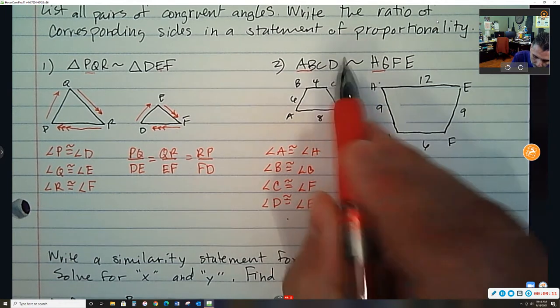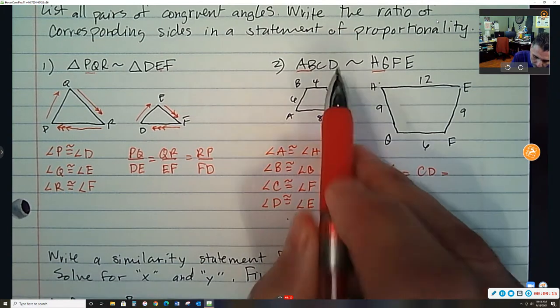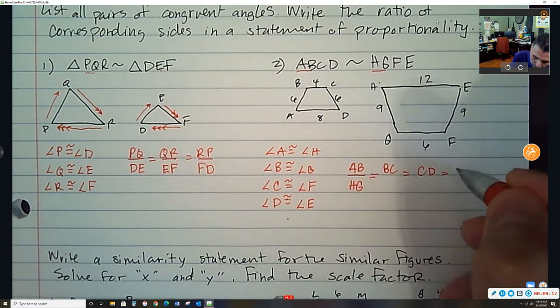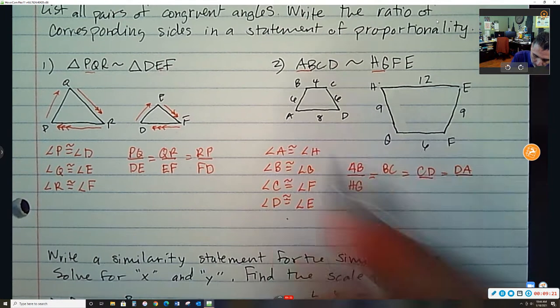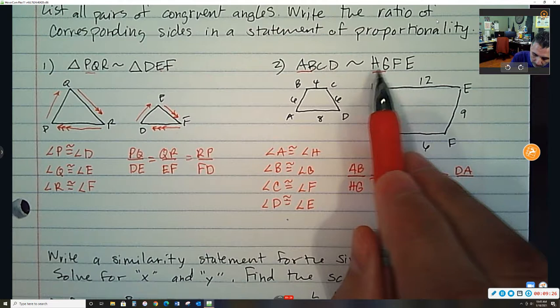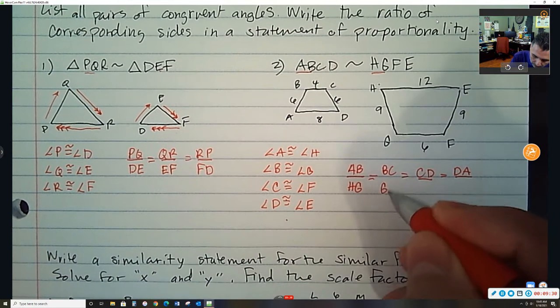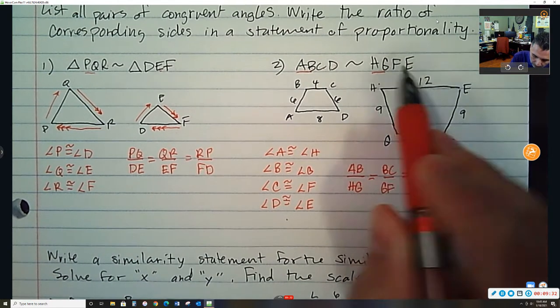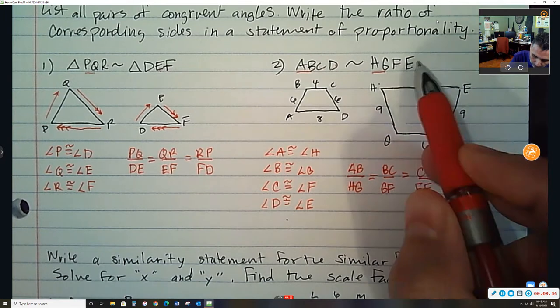Watch, I'm going to write all these. CD. And the last one goes from D to A. So those are all the sides for this polygon. And then for this other polygon, again, I just go HG, I already wrote that one. Then go GF. And then go FE. And then EH.